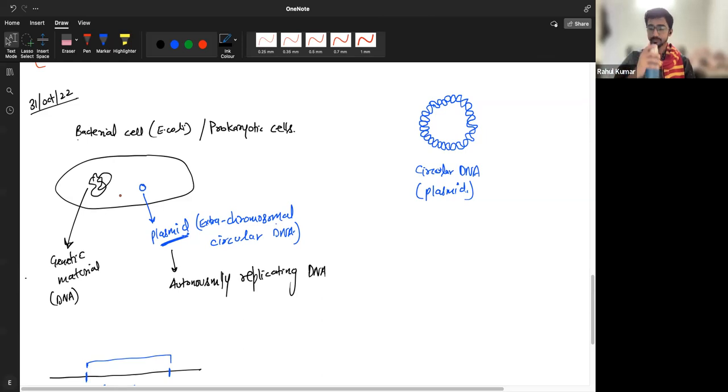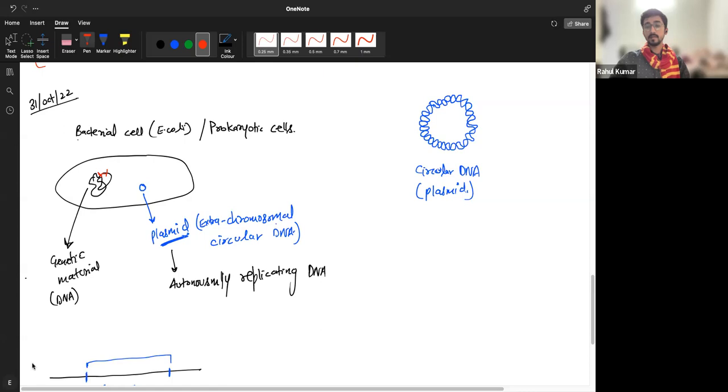Replication. Perfect, DNA replication. But that is just not the answer. How will you do that? If I ask you, if we can somehow incorporate our gene of interest into the bacterial genome. So if I can somehow cut this bacterial genome from here, it will open, and then I put my gene in between and close it.